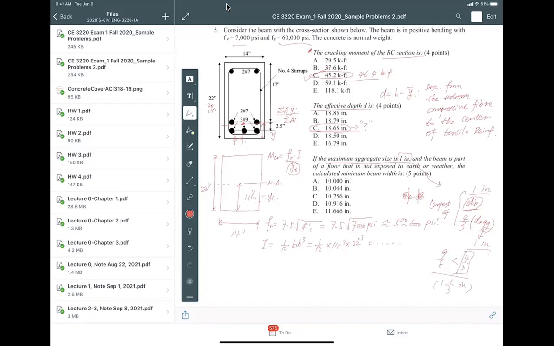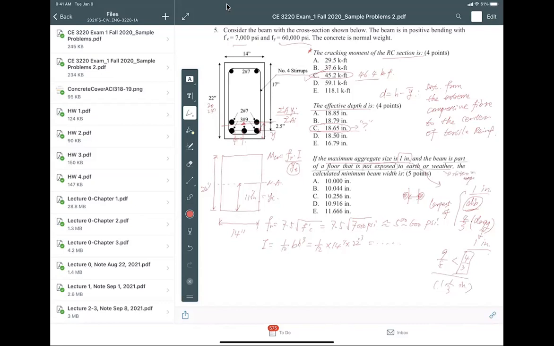So you have that. Now you have number 4 stirrups, you need to add the stirrups, and there's a gap. Don't forget that when the detailed calculation comes out. Now the critical thing is that it says this beam is part of a floor that is not exposed to earth or weather, meaning interior exposure.